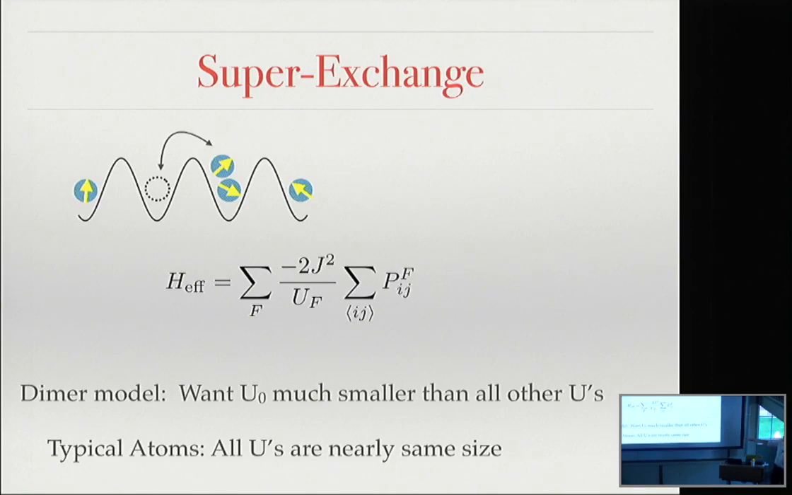And what we're going to want to do is try and find a situation where the F equals 0 term dominates. Right? So we want a negative term that wants to have nearest neighbors be in singlets. Okay. And as I said, for typical atoms, these U_Fs are all roughly equal. And so we need to somehow engineer things so that the U_0 is much smaller than the other U's.